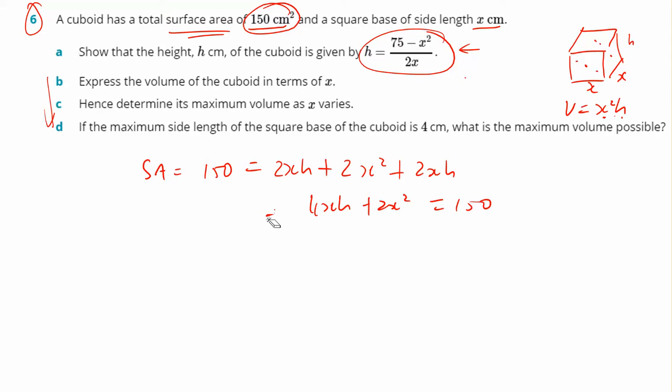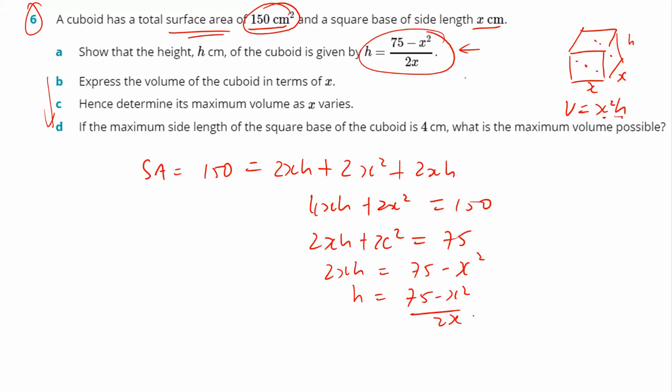Now, I need to make h the subject because I want to get it in terms of x only. So first of all I can divide both sides by 2. You get 2xh plus x squared equals 75, and move the x squared to the other side: 2xh equals 75 minus x squared. Then divide both sides by 2x, so h equals 75 minus x squared over 2x. And guess what? We showed that h equals what we have here, which is great.